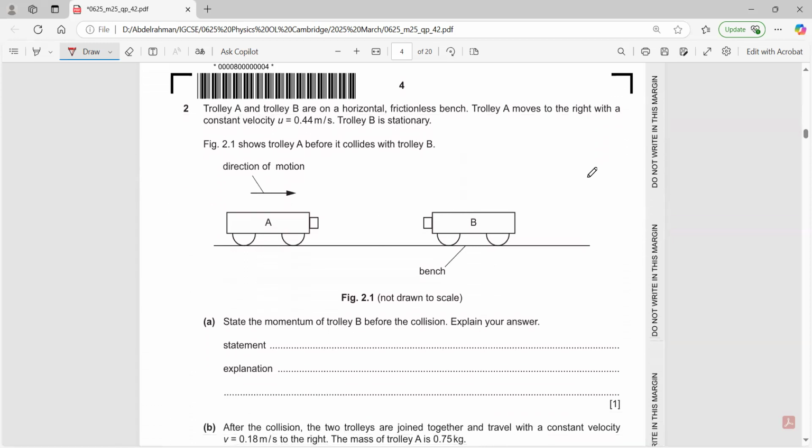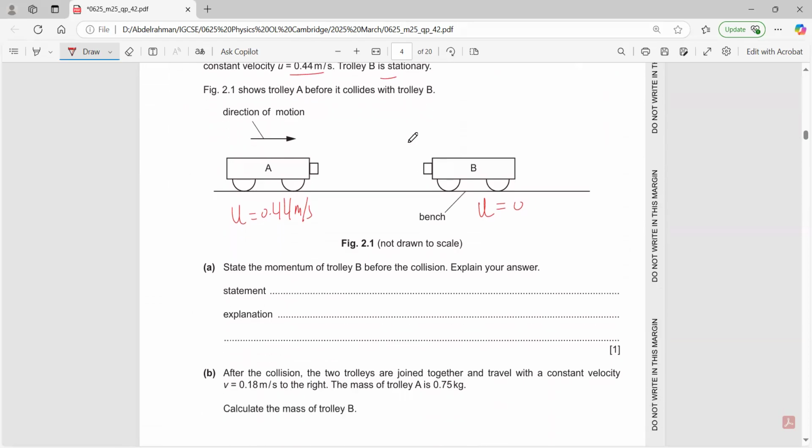Question 2, we have two trolleys. A was moving to the right with a constant velocity of 0.44, so u was 0.44 meters per second. B was stationary, so u was 0. Figure 2.1 shows them before the collision. State the momentum of B before the collision and explain your answer.